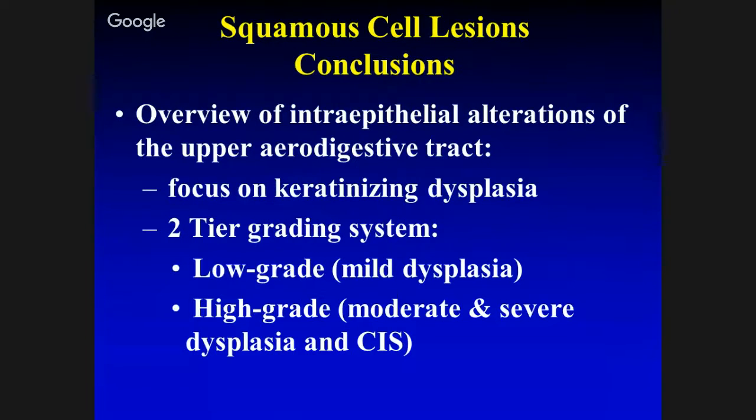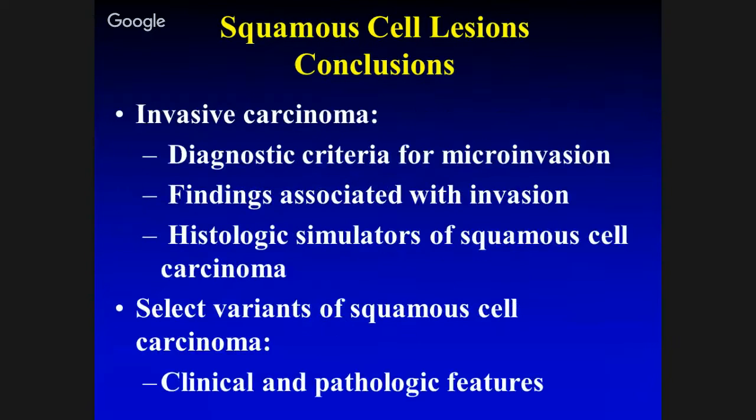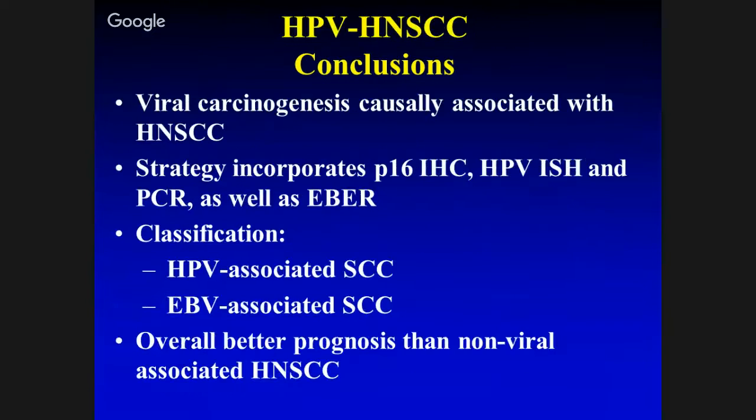So what I tried to do, and ran a little bit over, is describe keratinizing dysplasia. We're moving to a two-tiered system. We should use that. Our clinicians may not be familiar with that, so we need to familiarize them on what that means, not only in terms of diagnosis, but therapy. How do you diagnose microinvasive carcinoma and more deeply invasive cancer, what looks like cancer or not, and just go through some of the variants of squamous carcinoma. And we are moving towards classification of these viral tumors as what they are, HPV associated and EBV associated. Okay, any questions?